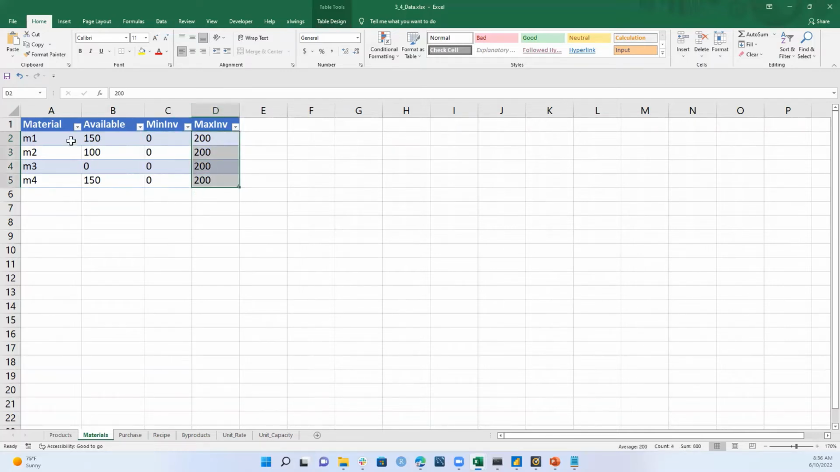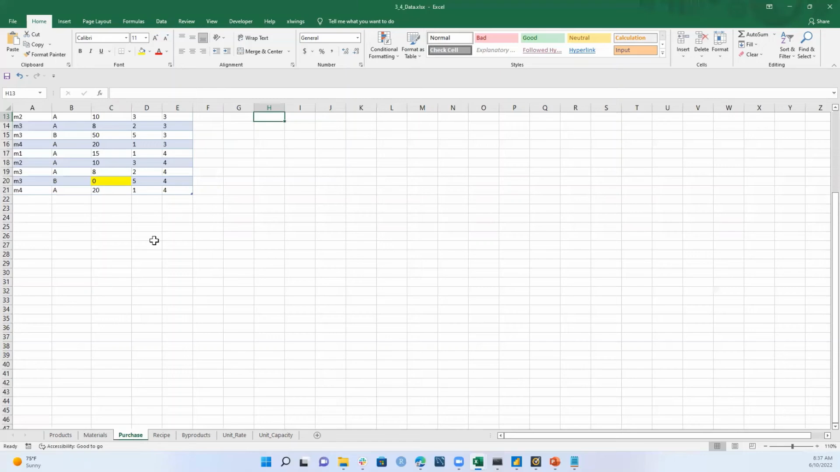And for each of these tanks that contain materials 1, 2, 3, and 4, we're going to assume they're all the same size and they can all hold up to a maximum of 200 tons of material each. And this again is time invariant information, so we don't have to make any sort of distinction here on period.